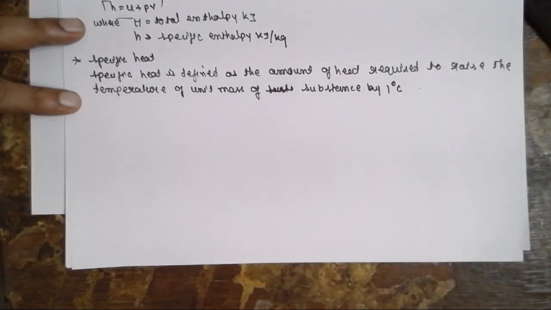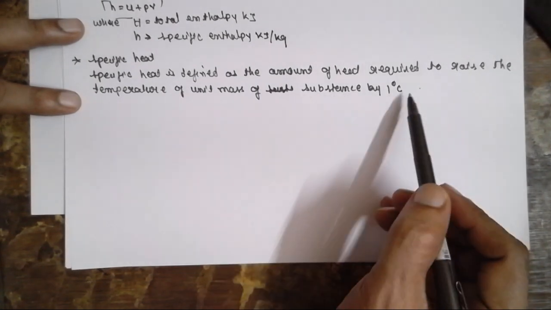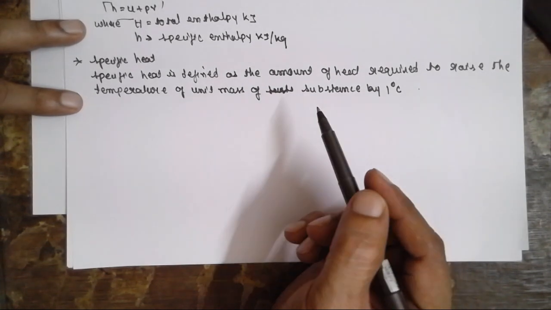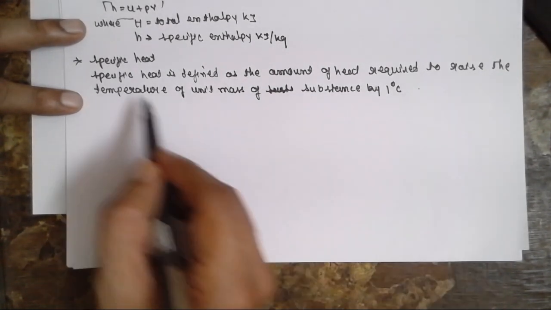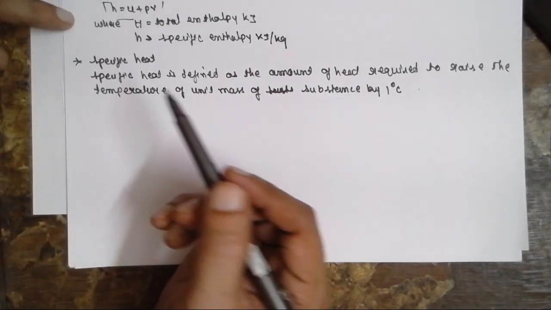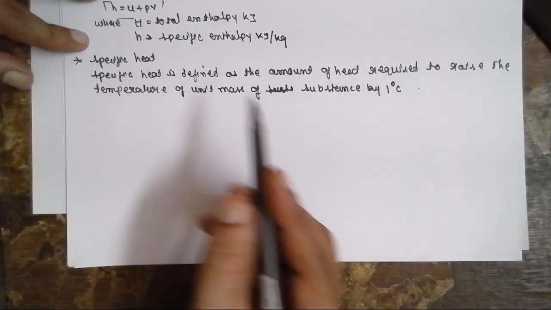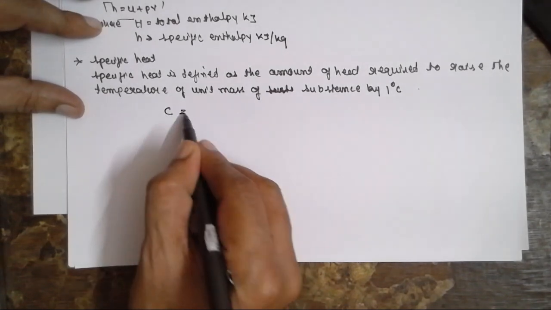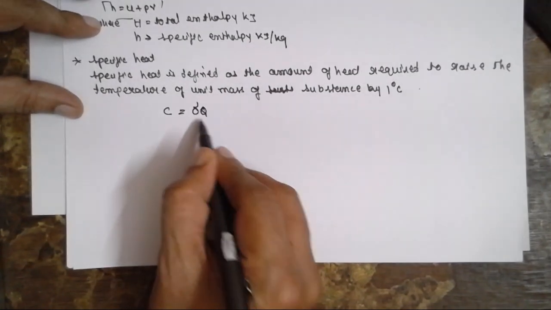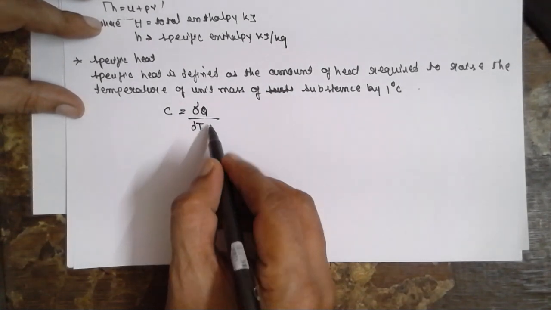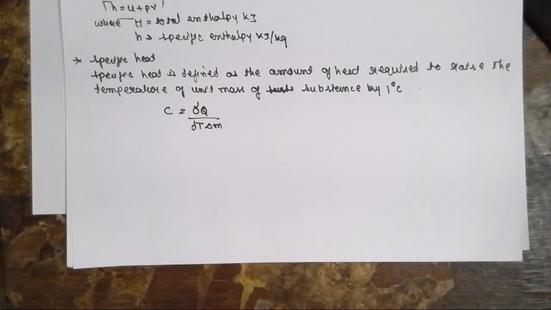That means it is the amount of heat required to rise the temperature of a unit mass, a small mass there. If you want to heat it by 1 degree, then we call it specific heat. Now there is a formula for specific heat. C is equal to delta Q divided by dt into delta M. This is the formula for specific heat.